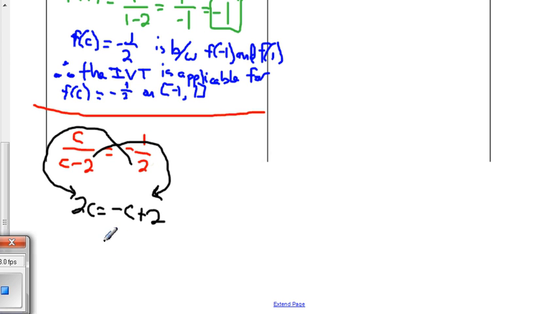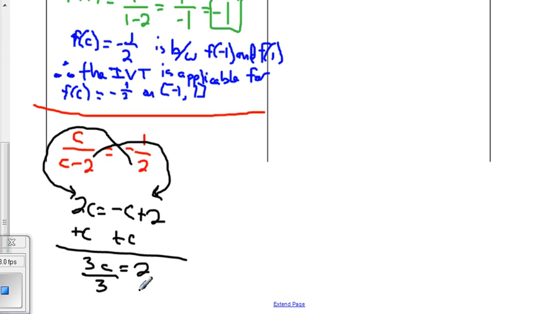Let's bring all the c's to the left side. We get 3c equals 2. Solve for c, divide both sides by 3. So c equals 2/3. And that's guaranteed. That's the value between a and b, because it's continuous and the value of the function was in between the values of the function at the ends of the interval.